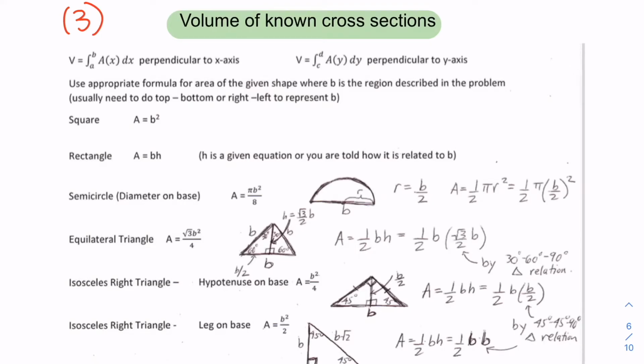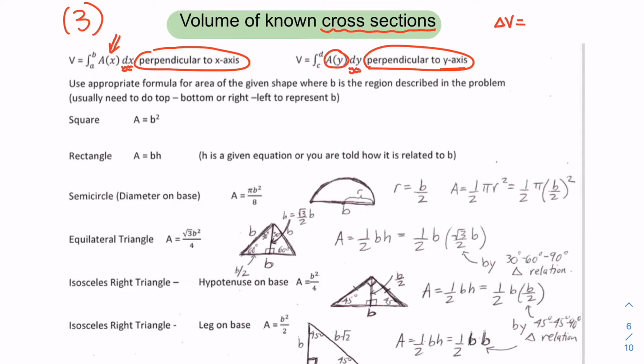In this lesson, we are going to learn the volume of known cross-sections. So if we have fixed cross-sections, the cross-section will be perpendicular to the x-axis or y-axis. If the cross-section is perpendicular to the x-axis, the integration will be along dx, and inside the area will be A of x. And if it's perpendicular to the y-axis, we are going to use dy, and inside will be a function of y.